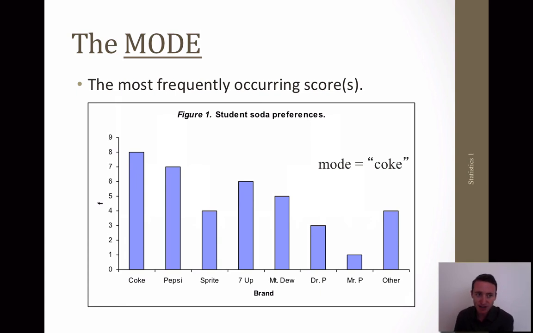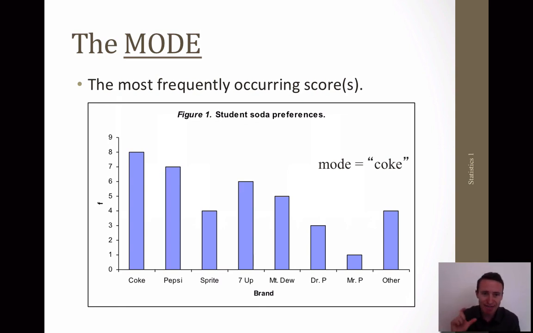So the first advantage is that the mode can be used in any scale of measurement. So for example, here we have nominal data, categories, names of soda brands. You cannot calculate the mean or the median for this data. So you can't calculate the average, the mean, because you'd have to add things together and divide, and that doesn't work with categories like this. You also can't calculate the median because the median requires you to put things into an order, and nominal data does not have an order.